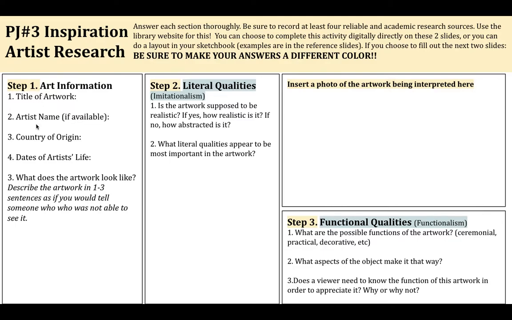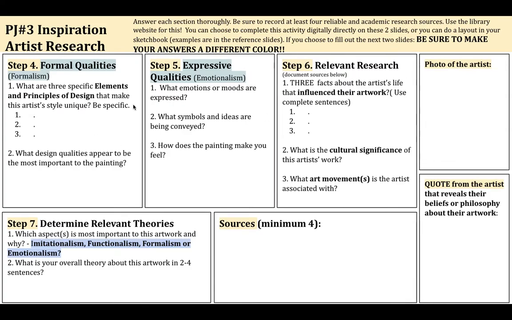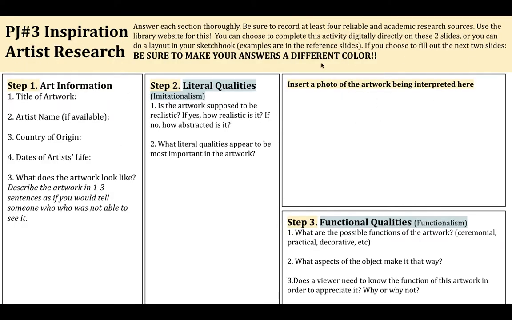So you'll go through all of these steps of completing anything that's highlighted in yellow you need to complete. So step 1, you'll record the title, the artist's name, their country, their life, and what is, in 1 to 3 sentences, what does their artwork look like? The second step, and that is more specifically, that is the one piece of artwork that you chose from this artist that you're going to insert a photo right over here.